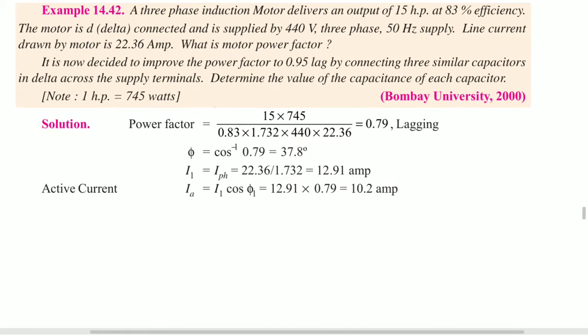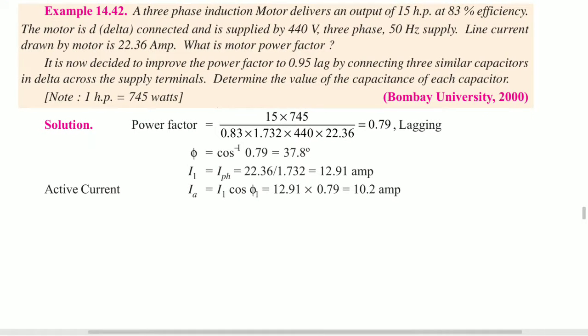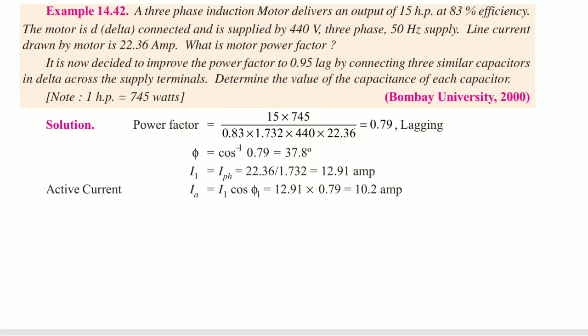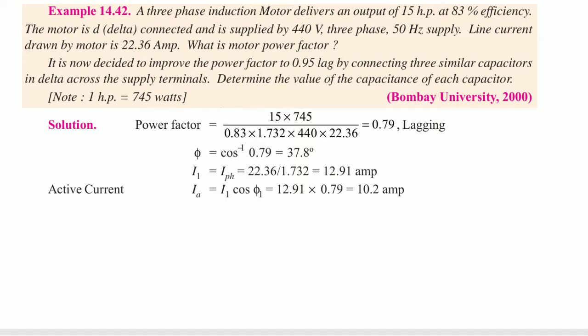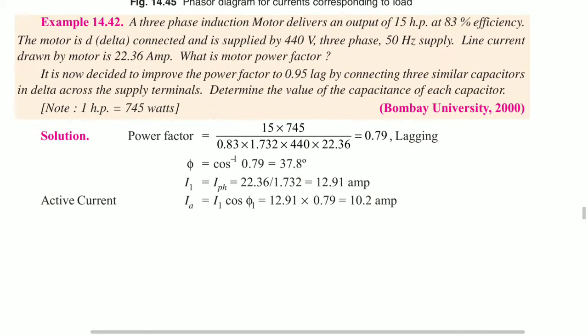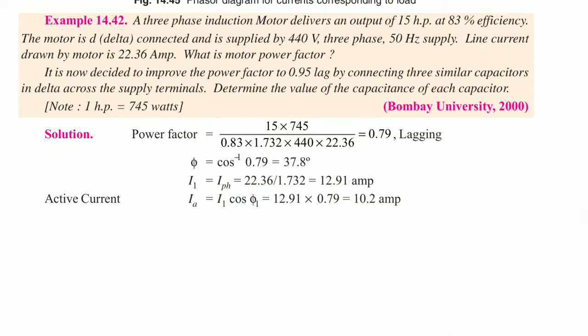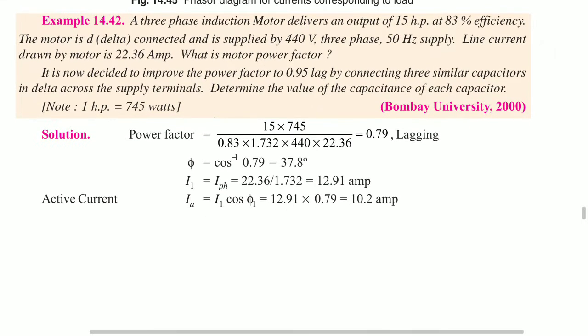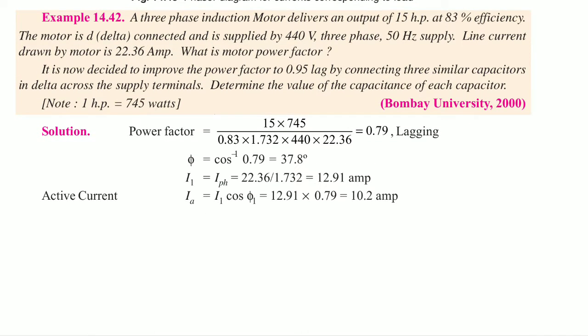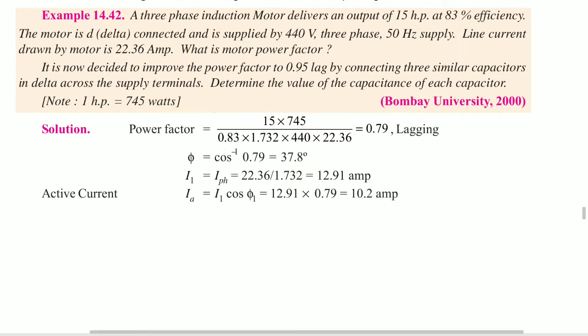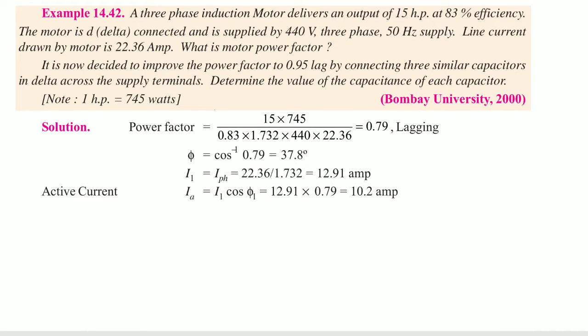So here, power in general is equal to VI cos phi. For three phase, power is equal to root 3 VL IL cos phi. Here the power is in HP, and 1 HP is equal to 745 watts. So for 15 HP, the power is 15 into 745 in electrical terms.